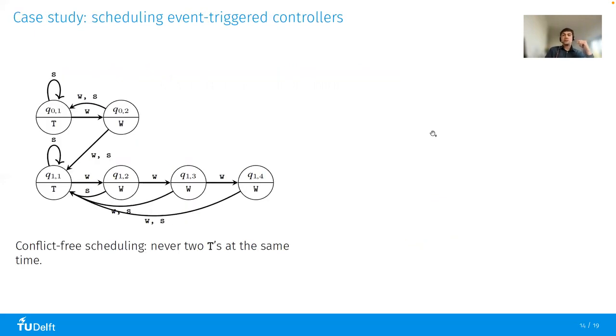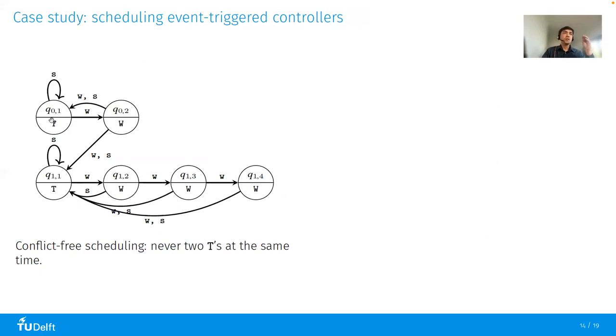Now, we implemented this algorithm in a case study, which is scheduling of event-triggered controllers. I cannot explain in detail what event-triggered controllers are, but it's simply control systems where the sampling is dictated by some event based on the state, on the plant state. And the only way that exists so far to schedule these systems is by using finite abstractions that are pretty much the running example that I showed.